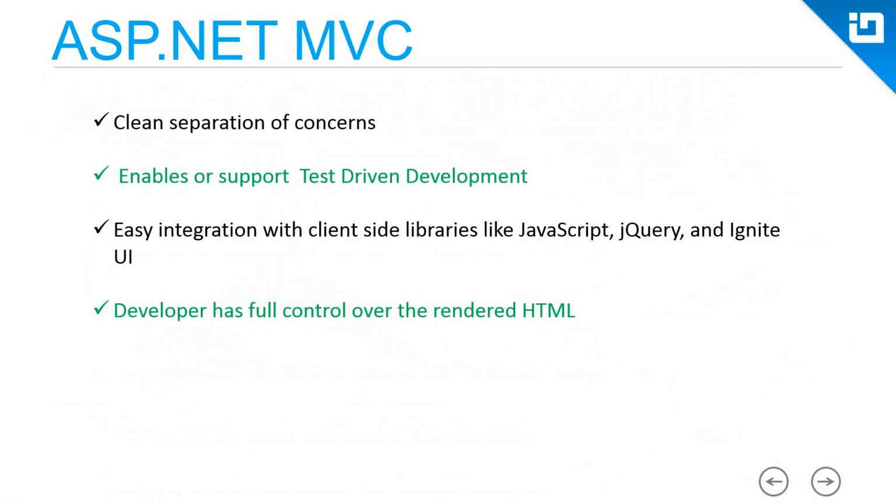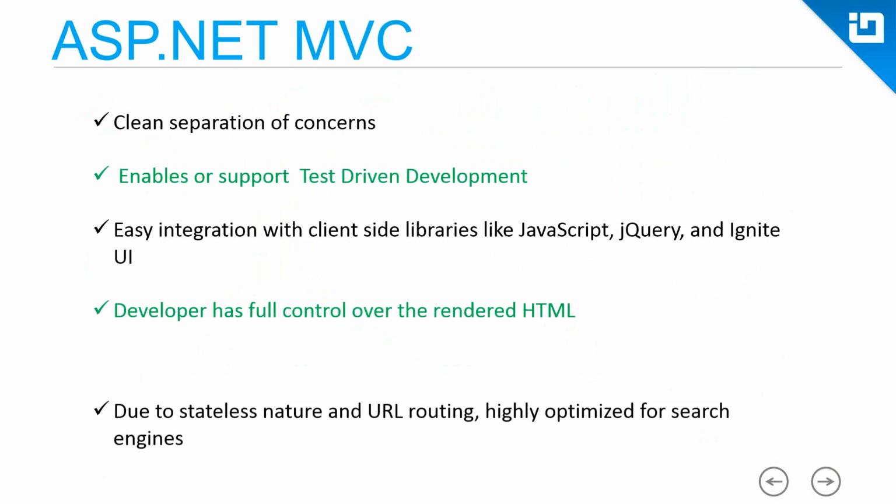In ASP.NET MVC, the developer has full control over the rendered HTML. Like in ASP.NET, it creates a lot of extra markup. It dynamically assigns IDs to your rows and other controls, which you don't know about, which does not happen in ASP.NET MVC. Hence the developer has full control over the rendered HTML.